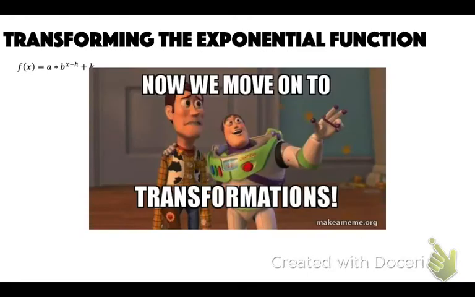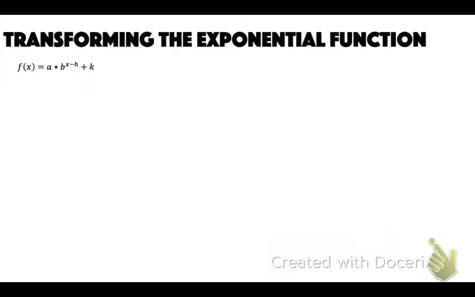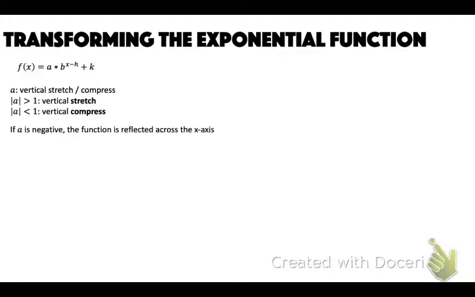Okay, now we're going to move on to transformations. You've seen these before, hopefully. So if we have our parent function here, a times b to the x minus h power plus k, a is your vertical stretch or compress. If the absolute value of a is greater than 1, it's a vertical stretch. And if it's less than 1, it's a compress. And if a is negative, the function is reflected across the x-axis.